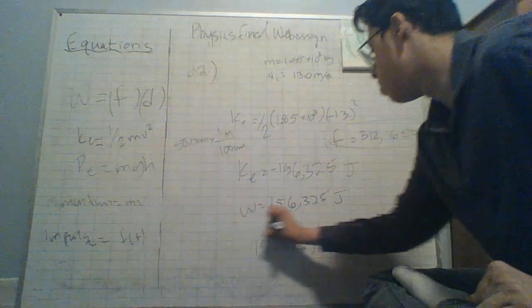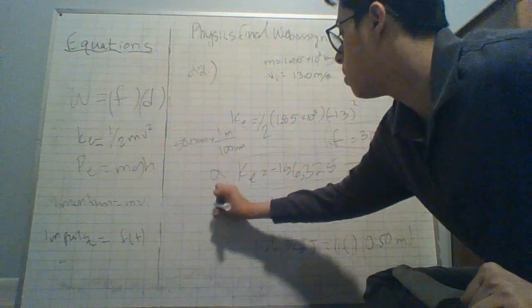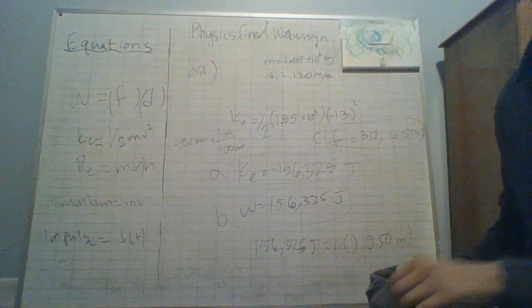This was your answer for part B. This is your answer for part A. So let me write that down. A, B, C. That's how you do number 22 on the WebAssign.